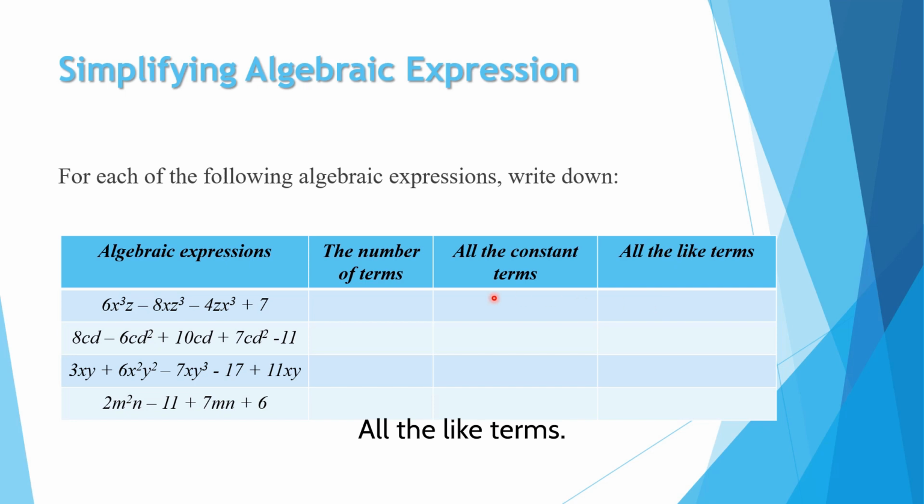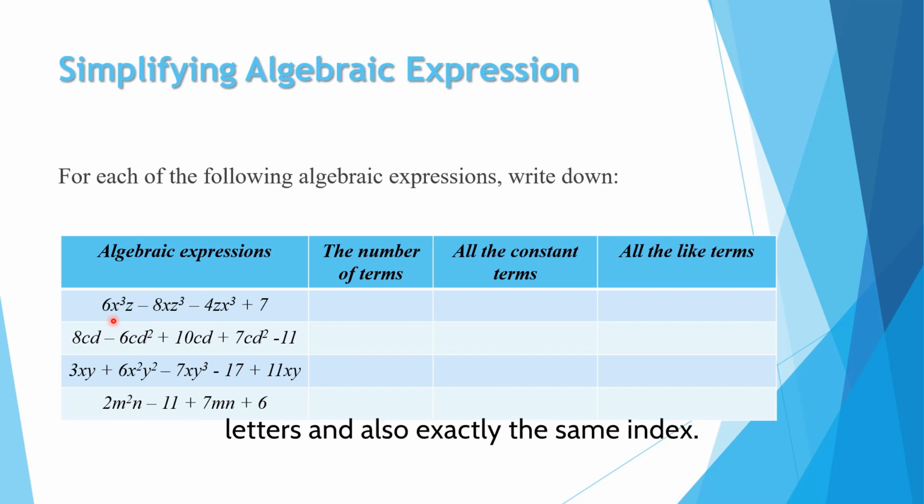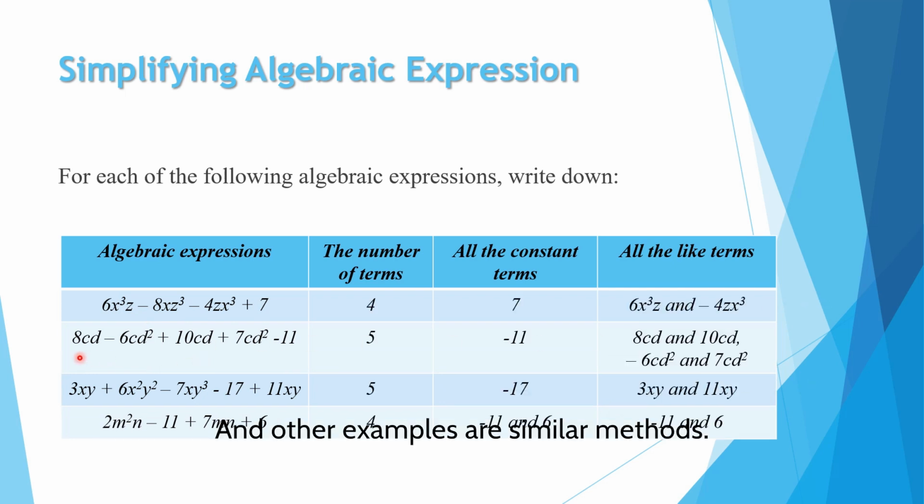For the like terms, we need to look at which terms have exactly the same letters and also exactly the same index. So x cubed z is the same as this x cubed z. So the only like terms are 6x cubed z and minus 4zx cubed. Even if the orders are different, as long as the indices are the same, they are like terms. And other examples use similar methods.